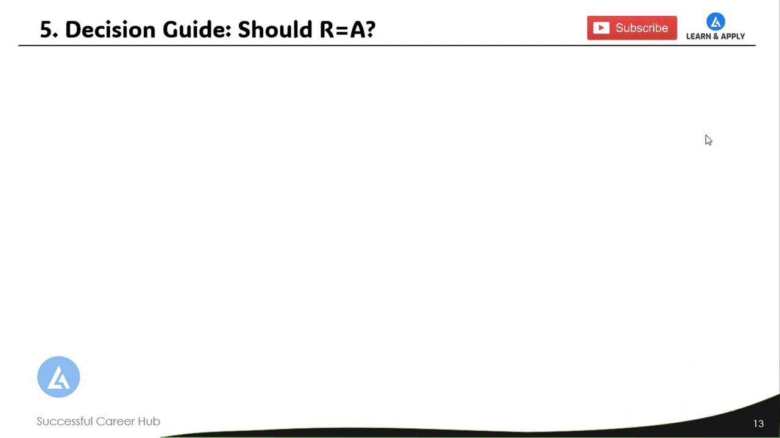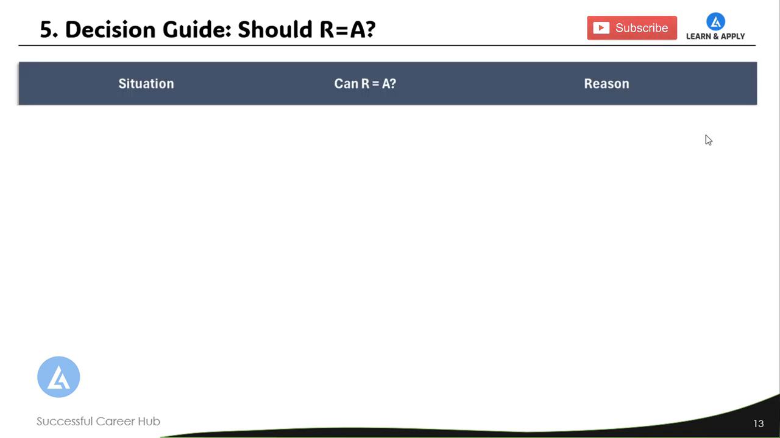Now let's understand one of the important decision guides regarding should R be equal to A. That means should the responsible and accountable person be the same, and if it is the same, then in which situations. So let's go into the detail of this. Let's understand this topic in 3 segments. One is what is the situation? Can R be equal to A? That means can the responsible person be the accountable person? And what is the reason for it?